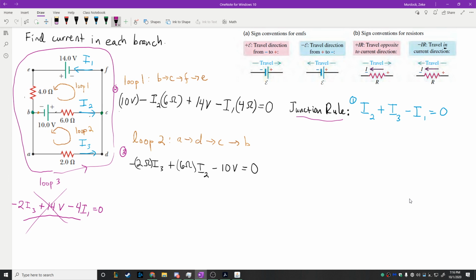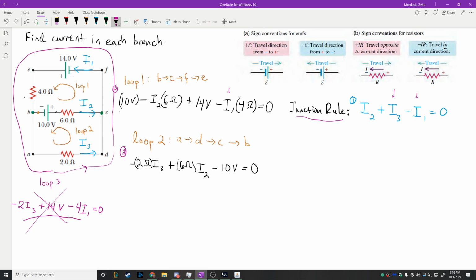The one thing I notice is that both of these equations have an I2 in them. So what we could do is solve each equation for the other variable, like in this case I3, and then we could plug the value of I3 in here, and then the value of I1, we can plug that one in here. So let's do that.